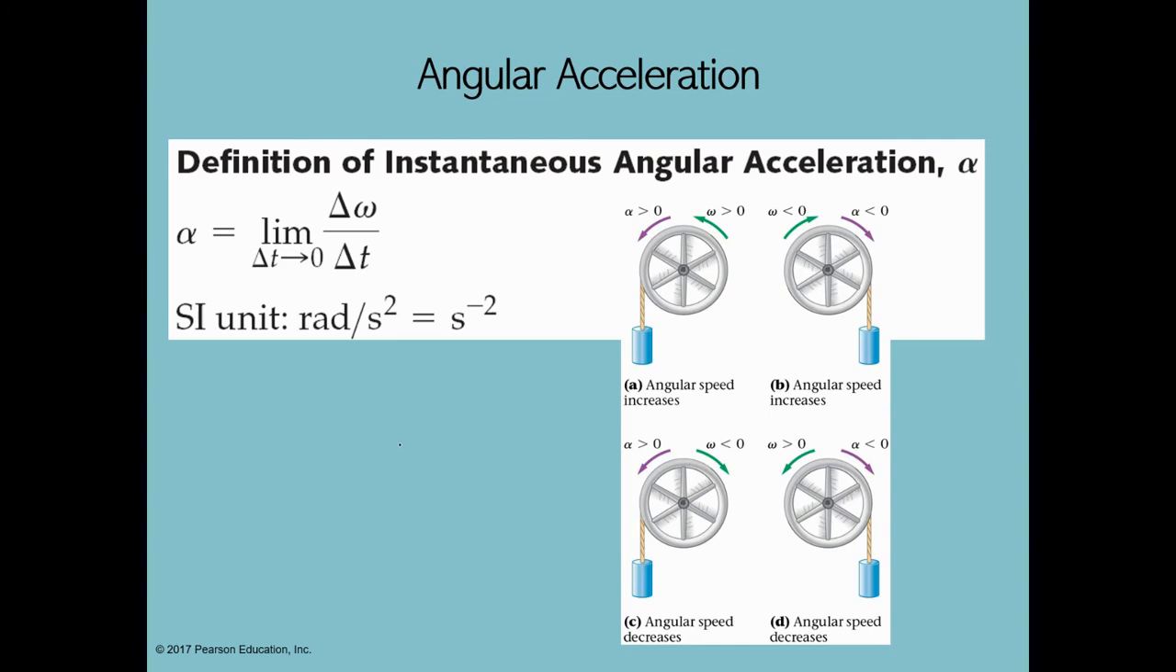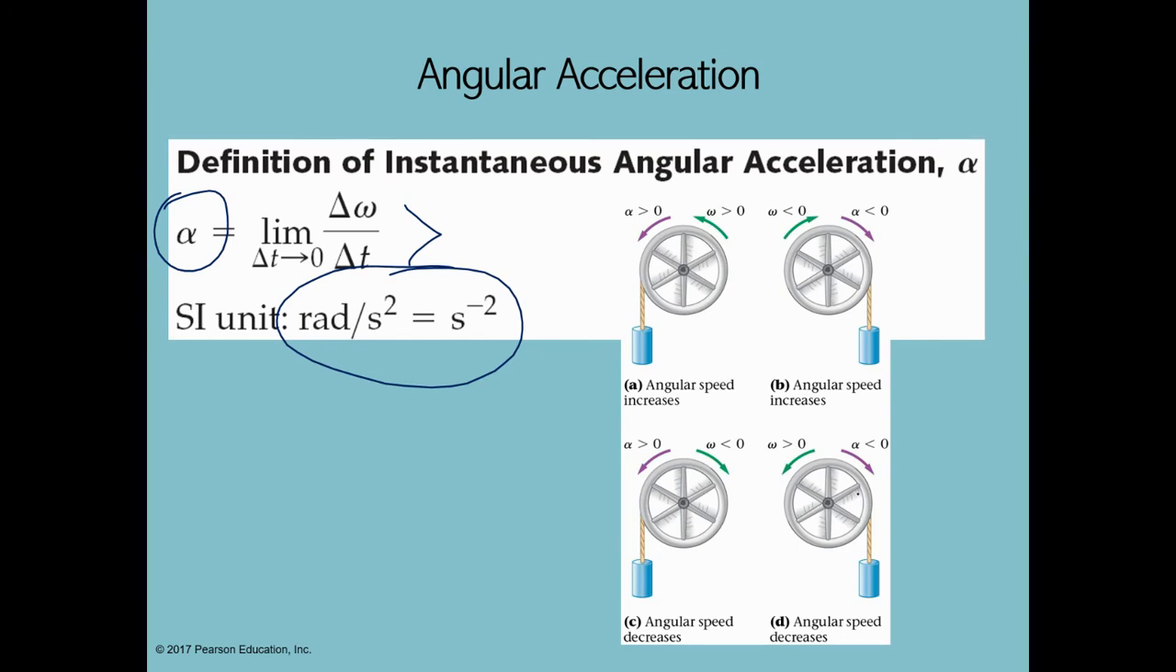Just like we did for angular velocity, we can find the instantaneous angular acceleration by taking a time that is close to 0. So same formula, same units. Here again, we see that we've just written alpha instead of alpha with an AV as a subscript.